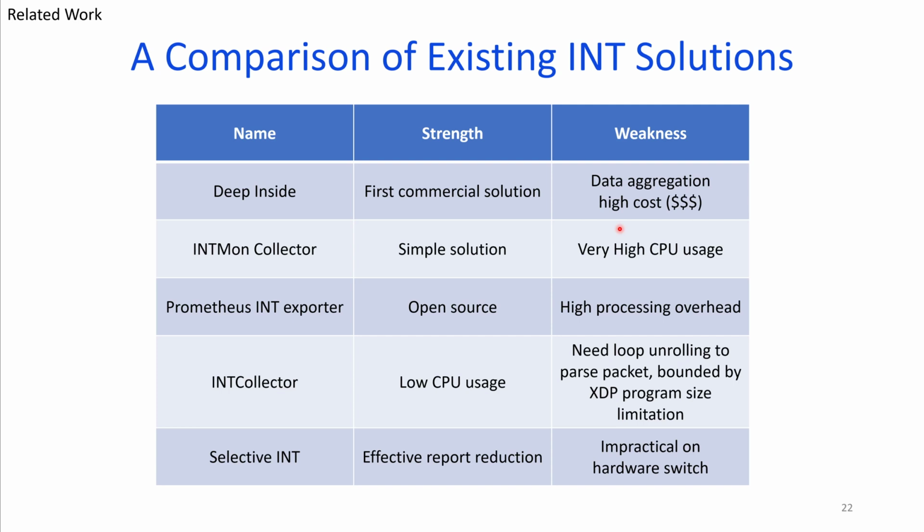This is a summary table of existing methods. Deep INT scale-out is expensive. INT Monitor, INT Collector, and Prometheus have a very high report processing overhead. INT Collector relies on kernel pass-through features, which do not scale well. Selective INT is impractical for real-world hardware switches.